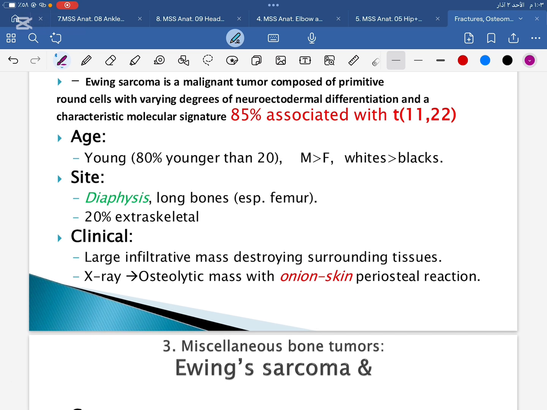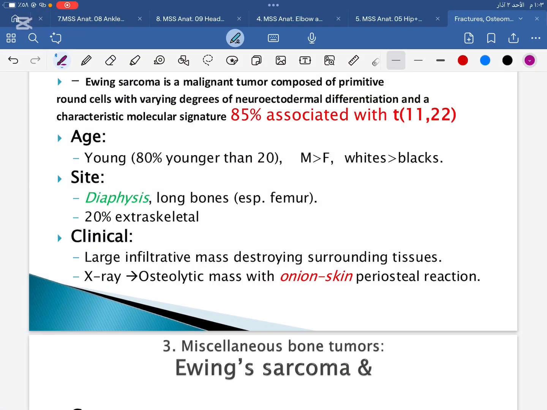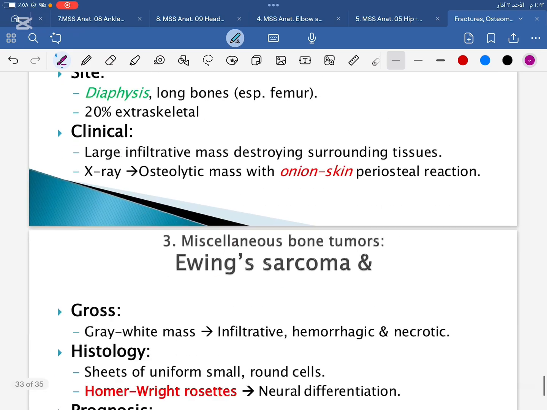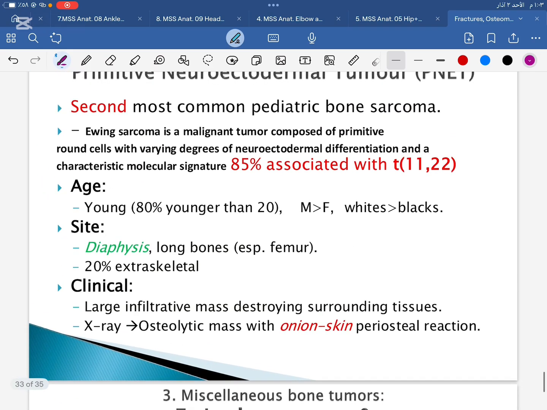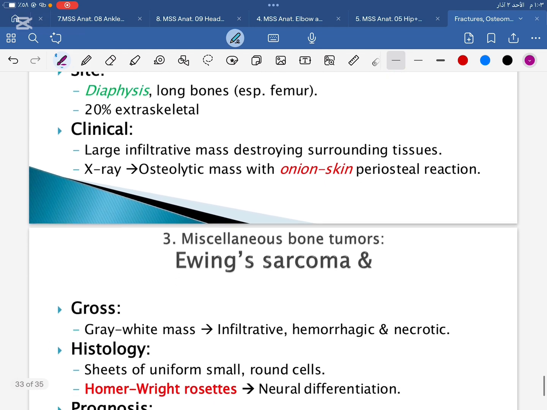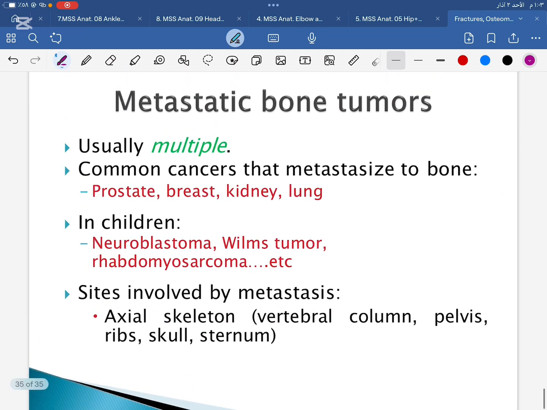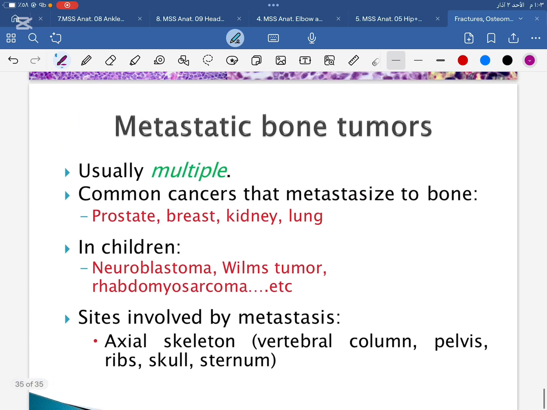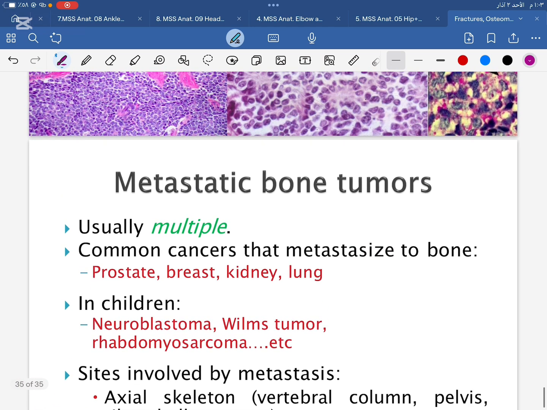20% of Ewing sarcoma we can see it outside the bone, the extraskeletal. ممكن تكون in any organ or any site, مش بس البون. Okay? 20% ممكن تكون extraskeletal. Clinically, it's a large infiltrative mass destroying surrounding tissues. With X-ray, it shows osteolytic mass with onion skin periosteal reaction. Onion skin reaction.